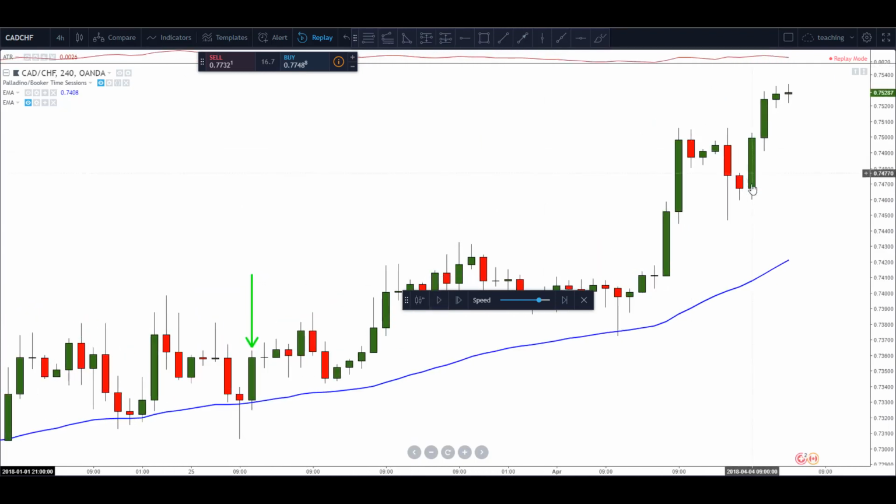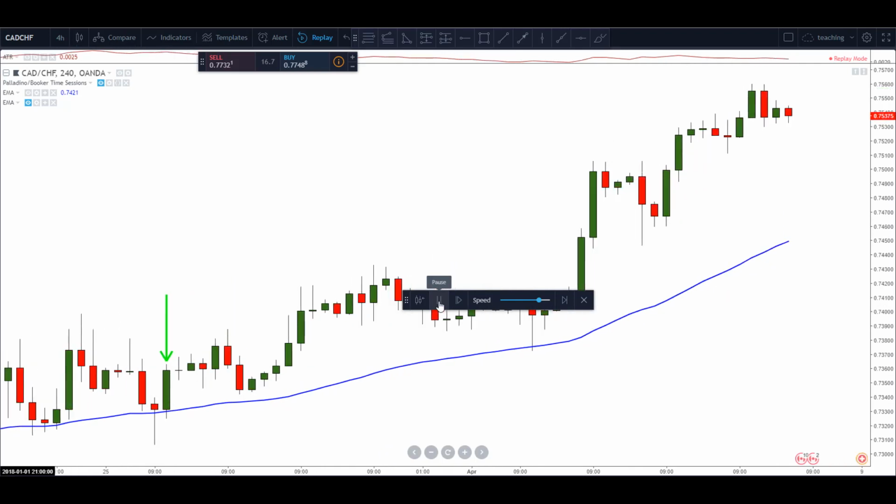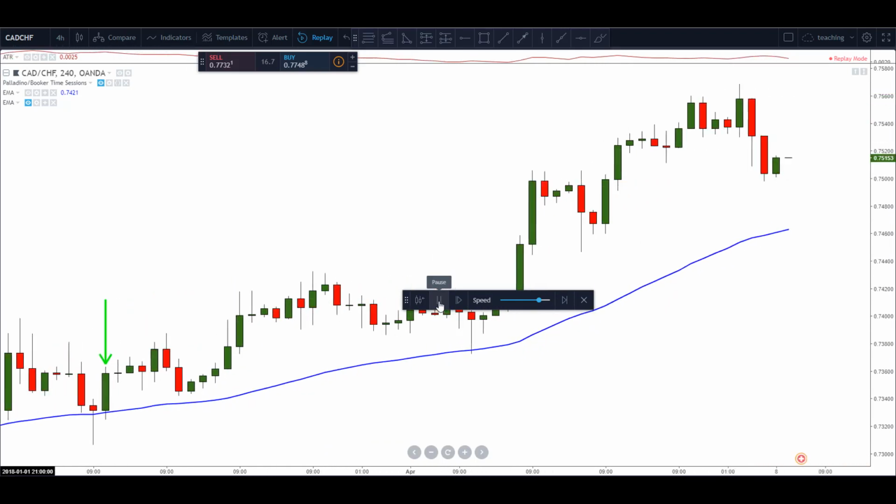Still continue to look here, guys. This would not be an entry because our swing low's here, and this is not a 1, 2, 3. The middle candle would have to have a lower swing low, so we're still continuing to look for an entry based on the pullback strategy here on the Canada Swiss.